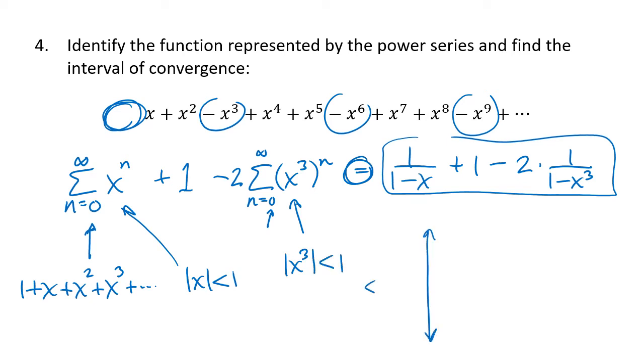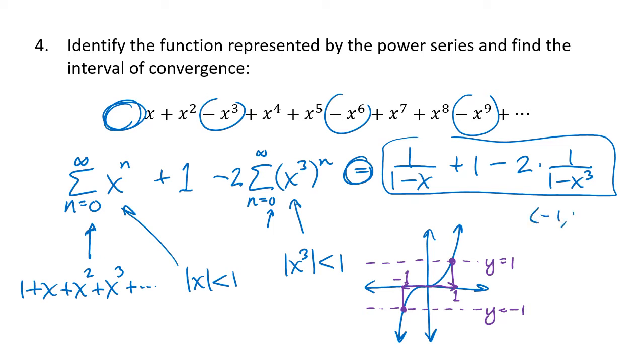Well, again, I can think about this graphically. Here's what y equals x cubed looks like. Since the absolute value has to be less than 1, the y value has to be between y equals negative 1 and y equals positive 1. But this point here is positive 1. This point here is negative 1. And so again, what we can see is that my x has to be between minus 1 and 1. So both series have the same interval of convergence, minus 1 to 1. And so that's my interval of convergence for this series. So there's my function, and there's my interval of convergence.